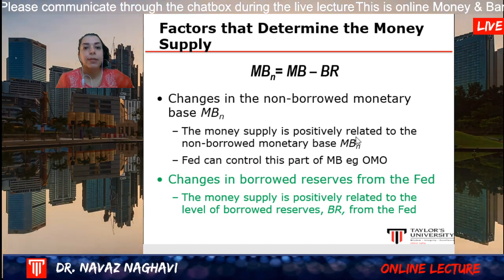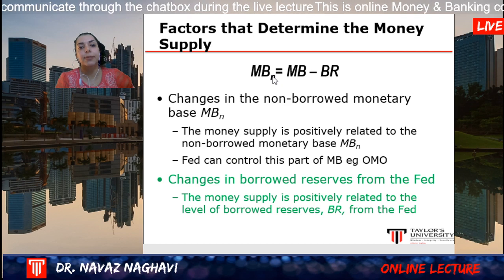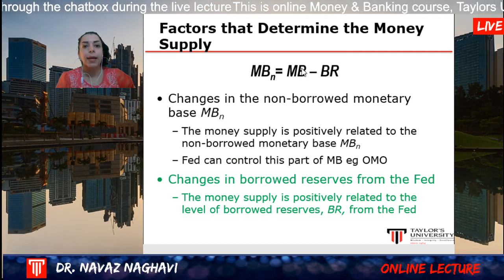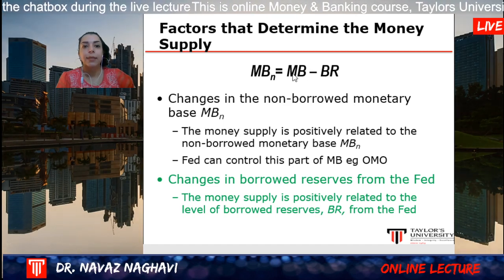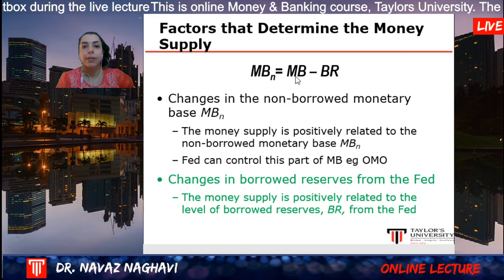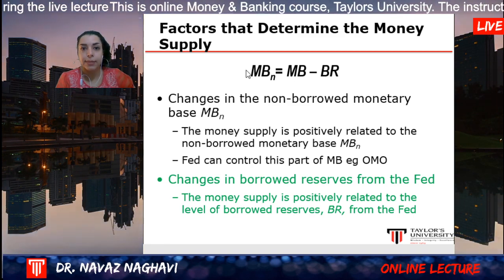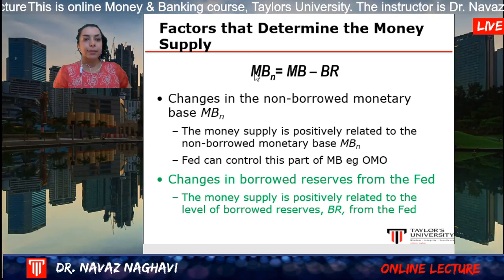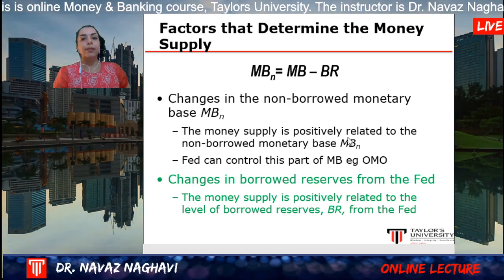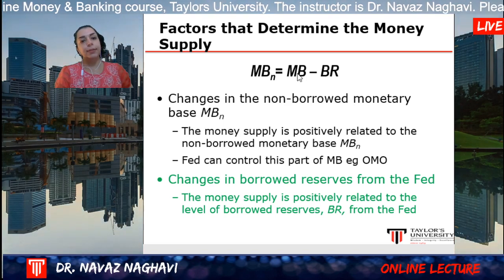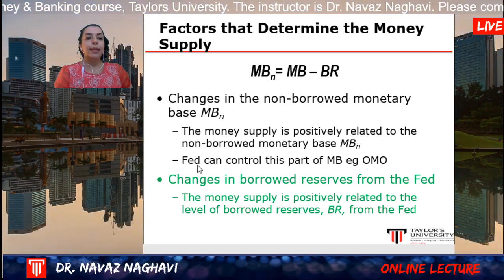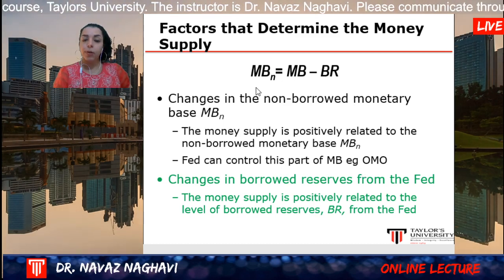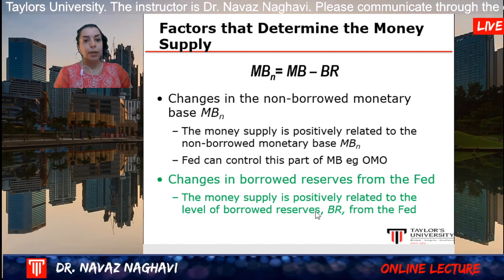the money supply is positively related to the non-borrowed monetary base. You can see here that this non-borrowed monetary base and this monetary base, both of them have a positive impact. The sign here is positive. So that's why the money supply is positively related to the non-borrowed monetary base, of course. Then it is saying that the Fed can control this part because non-borrowed is the open market operation and the Fed can control that.